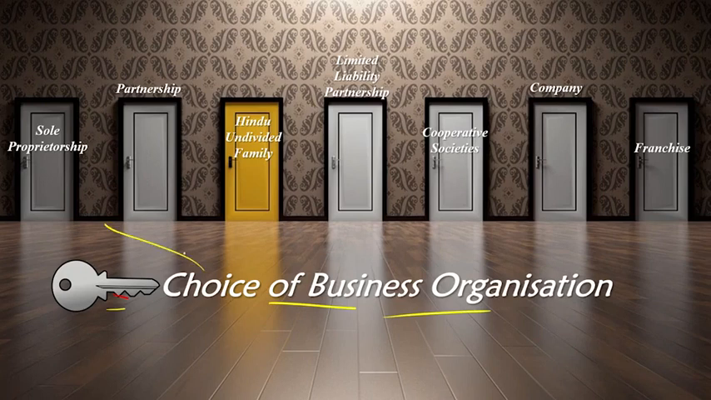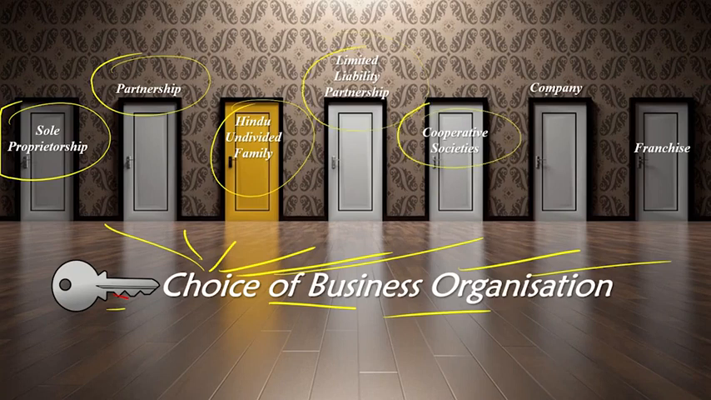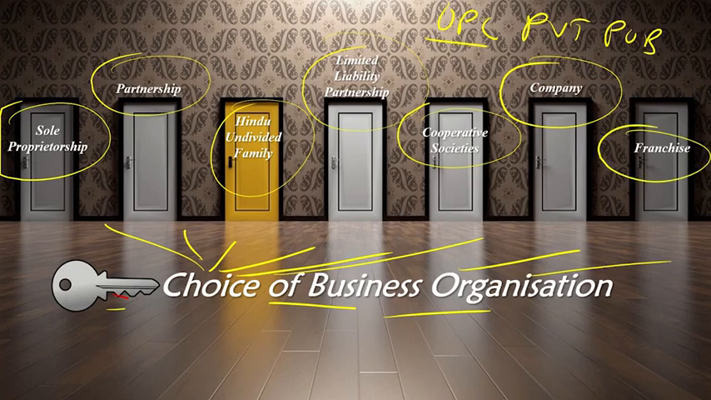See, each route is different. Each door will take you to a different place. But depending on what your business is, you should choose. Should I start a sole proprietorship? Should I start a partnership? Should I start a Hindu undivided family? Should I start an LLP, cooperative society, or company? A company may be private limited, public limited, one person company, or should I take a franchisee? So these are the different kinds of business which you can start, and this is a vehicle.